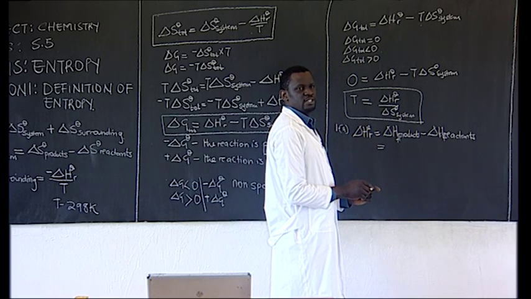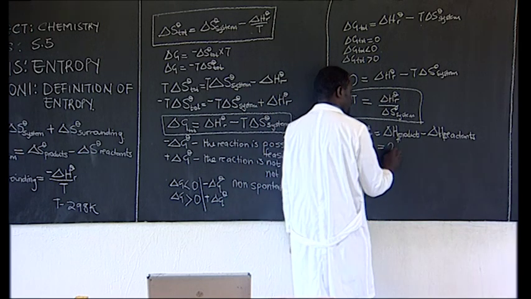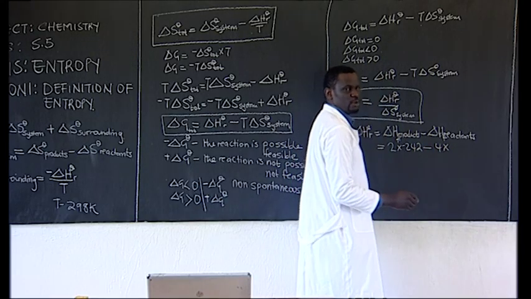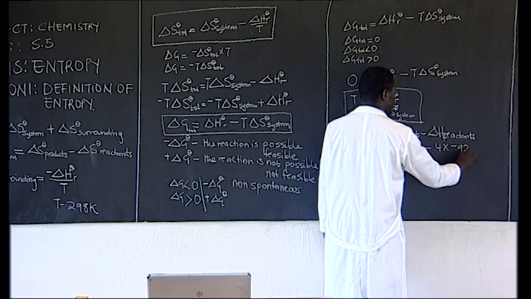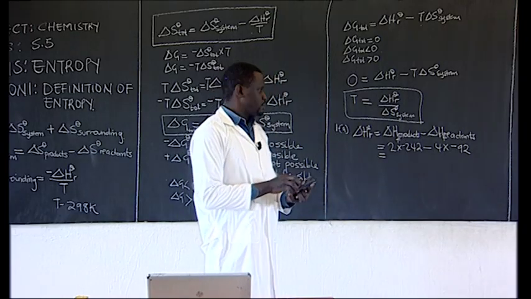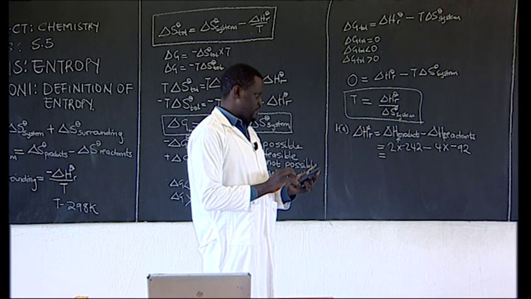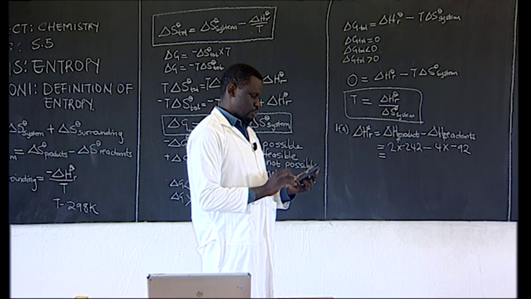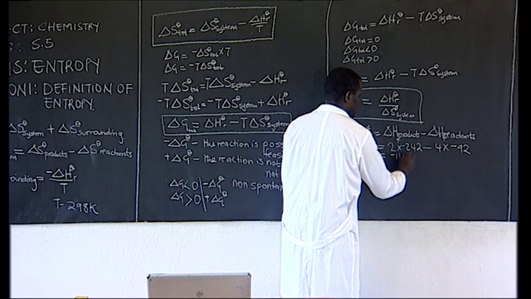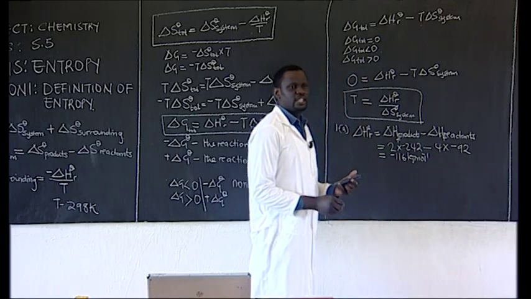We have oxygen, which is 0, and chlorine, which is what? 0. So we are going to use our product of water. We said 2 times negative 242, minus 4 times the one of HCl, which is negative what? 92. So we can calculate very quickly. 2 times negative 242, plus 4 times 92. So our answer will be negative 116 kilojoules per what? Per mole. So units are in kilojoules.